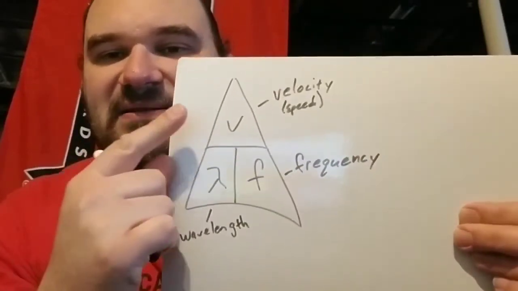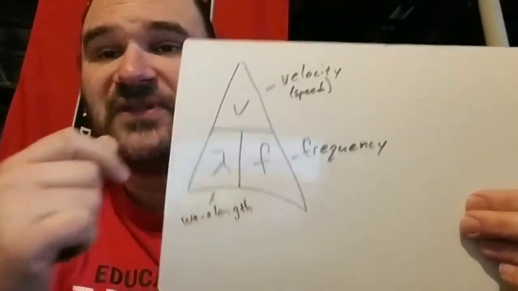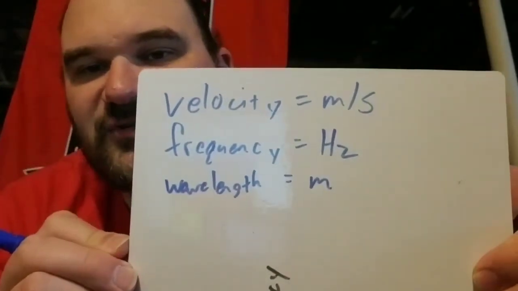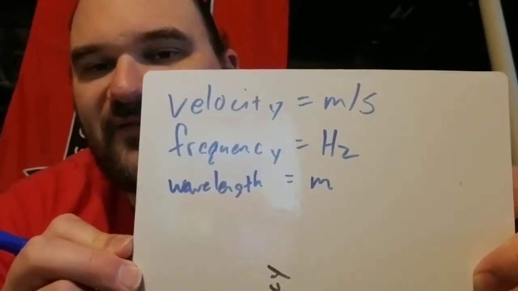The velocity, as the definition shows here, is the speed. It's going to be measured in meters per second. I'm switching to a blue marker for that. Velocity is measured in meters per second. Frequency is measured in hertz. I'm writing the abbreviations for these on here so you will have them. And wavelength is measured in meters. So we're measuring velocity in meters per second, frequency in hertz, and wavelength in meters.